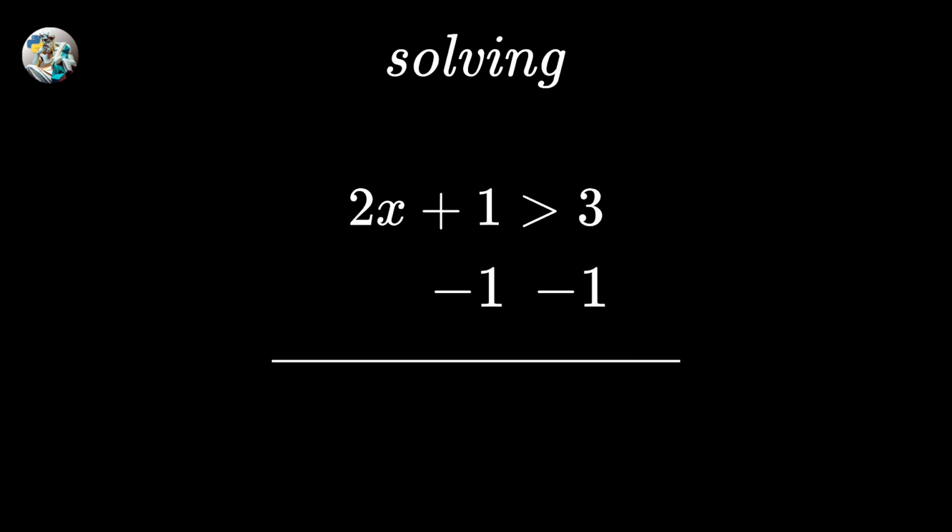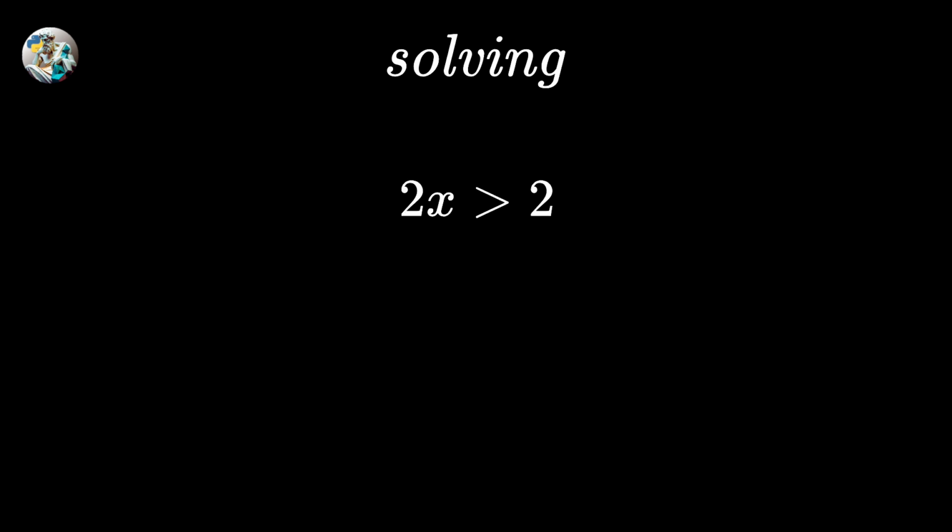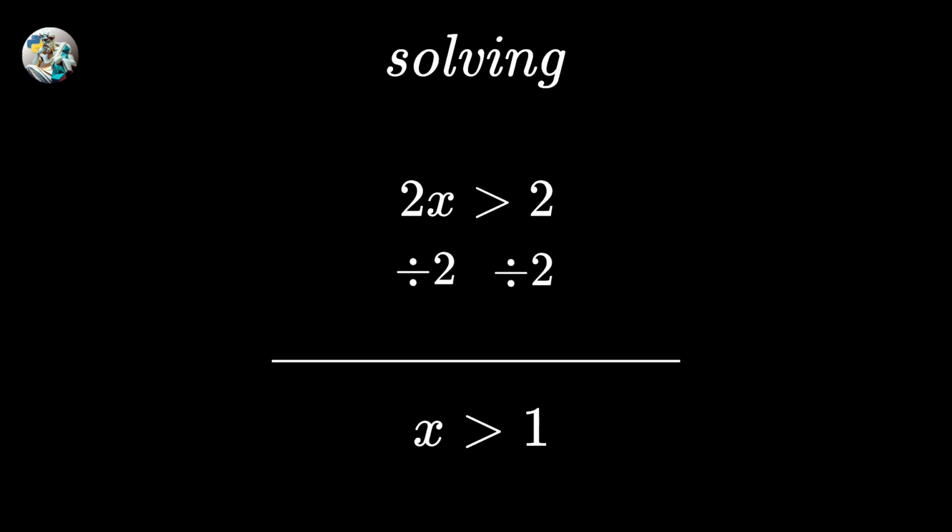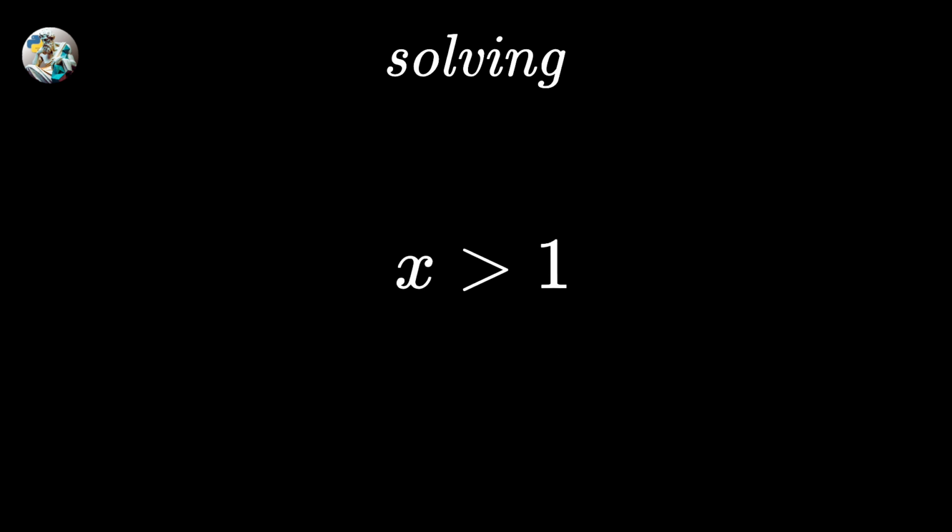So now it becomes like this: 2x > 2. Now we can divide both sides by 2, so x > 1. That means that if we plug in any value bigger than 1 in our original inequality, it is going to be true. So the solution set for x is all numbers bigger than 1.